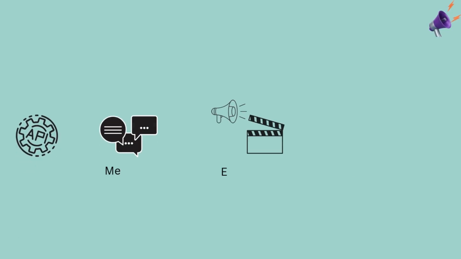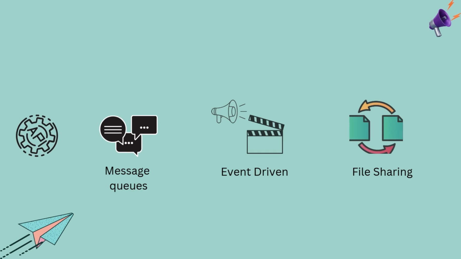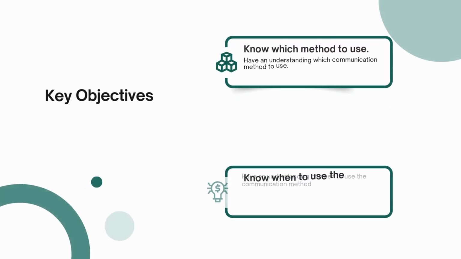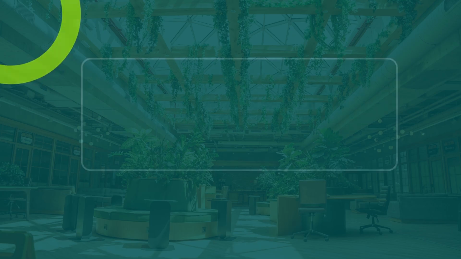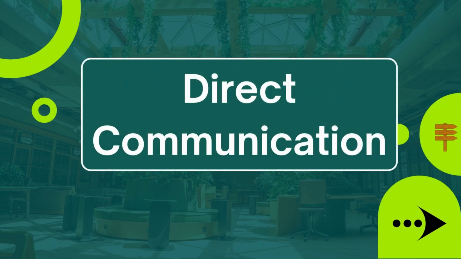In this video, we'll break down the main ways applications and services connect, from APIs and messaging queues to event-driven systems and even file sharing, with simple analogies and real-world tech examples. By the end, you'll know exactly which method to use and when. Let's get into it. First, the simplest method: direct communication.